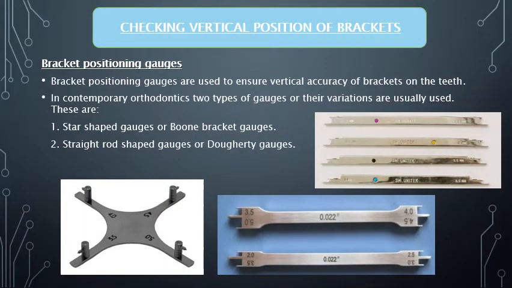Checking vertical position of brackets. Bracket positioning gauges. Bracket positioning gauges are used to ensure vertical accuracy of brackets on the teeth. In contemporary orthodontics, 2 types of gauges or their variation are usually used. There are star-shaped gauges or Boone bracket gauges, and straight rod-shaped gauges, or dovetail gauges.